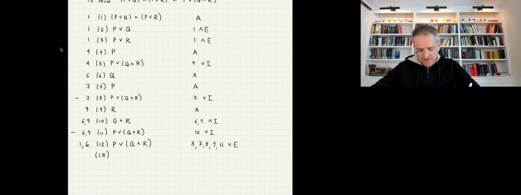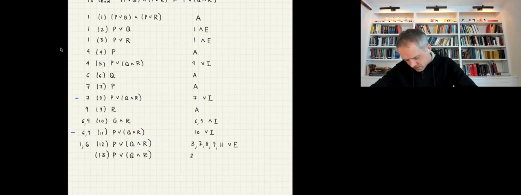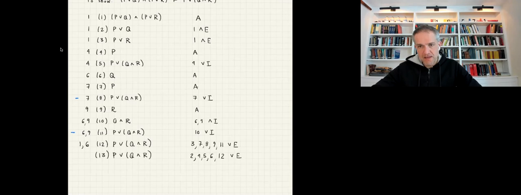Now, we're basically at this stage going to treat line 12 as derived from the first disjunction, that is what's on line 2. So now I'm going to say this follows from P or Q and R, line 2. Then the first subproof was 4 to 5. Second subproof was 6 all the way down to 12, or elimination.